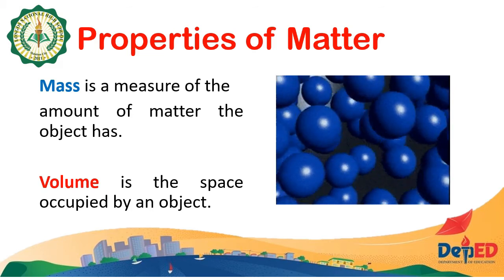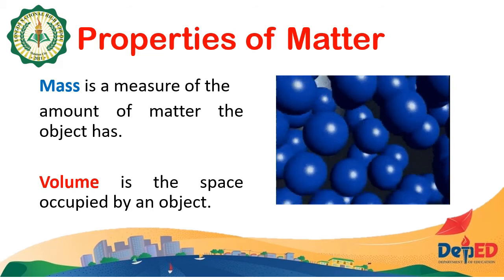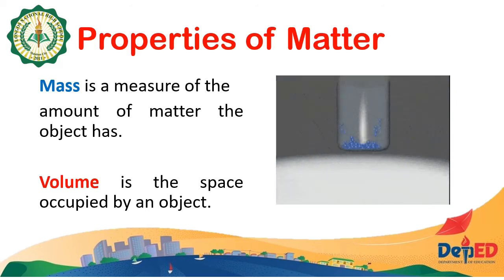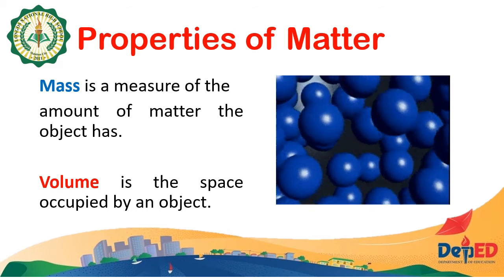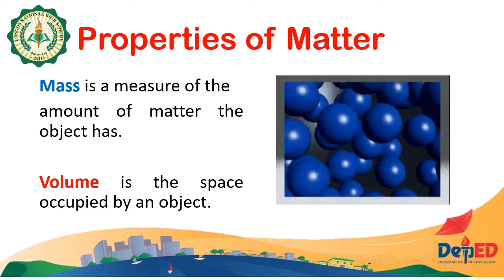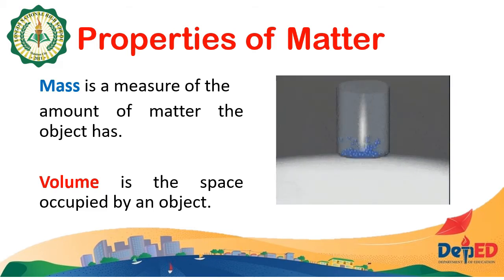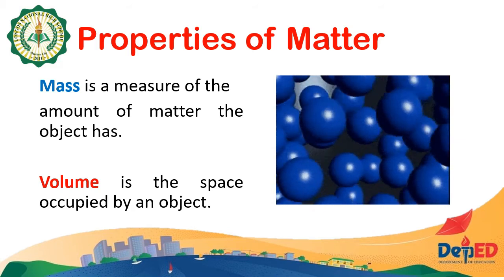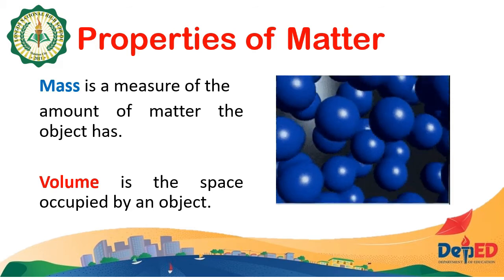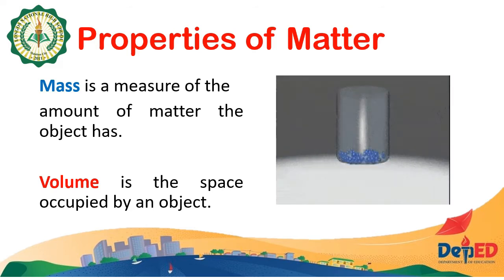Other properties of matter are their mass and volume. Let's say, for example, you measure the mass of a certain sample of matter using a balance or a weighing scale. The mass of an object is the measure of the amount of matter that the object has. You will observe that the mass of each sample of matter is different from the other samples. You will also find out that each sample occupies space. The measure of the space occupied by the matter is called the volume.